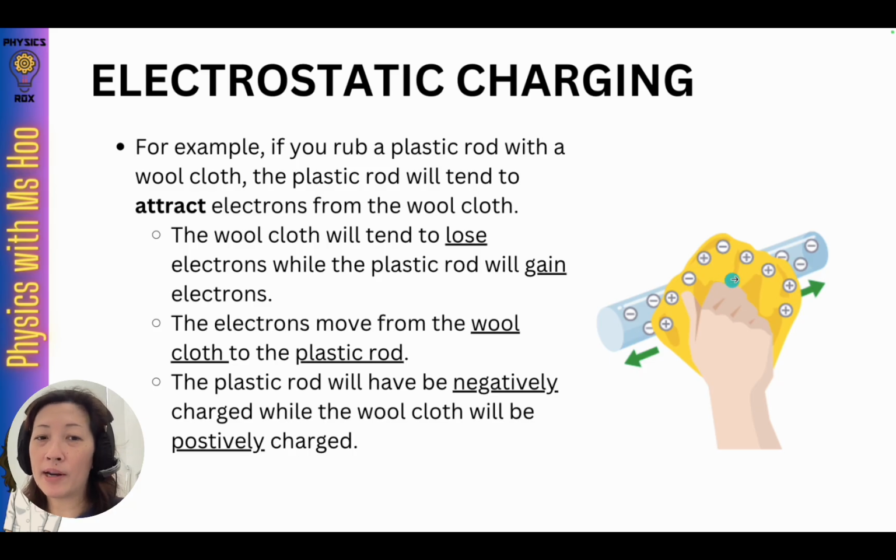So whenever we compare two objects, one object will tend to attract electrons more than another. So don't think that, oh, a plastic rod is guaranteed to be negatively charged all the time. It depends on what material it is interacting with. So between two objects, there will always be one that tends to attract electrons more than the other.